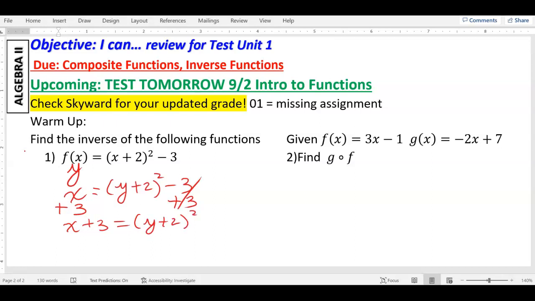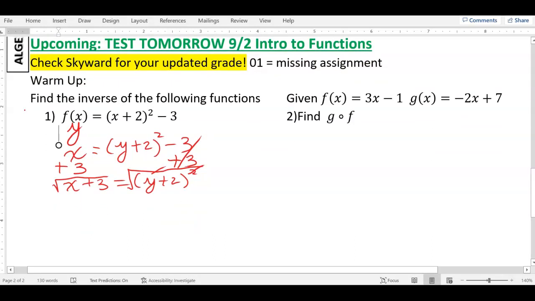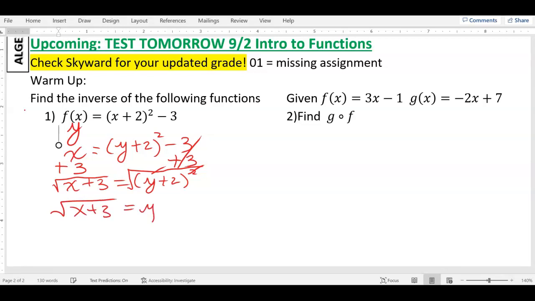Okay, do I get rid of the 2 or the squared first? Squared. You can't get into that parentheses till you get rid of that square, right? Is everyone doing this warm-up? So, to get rid of that square, we do the inverse, which is square root. Square root both sides. So the whole left side is under a square root, and the whole right side is under a square root. And then on the right side, the square root and the square cancel out. Goodbye. I'm going to move this down. So we're left with square root of x plus 3 equals y plus 2.